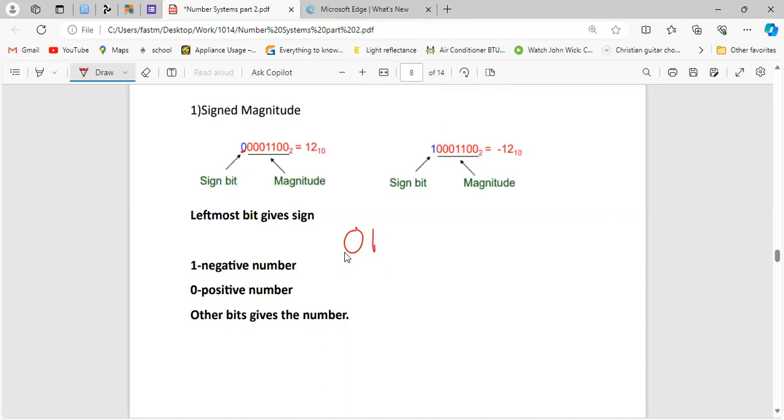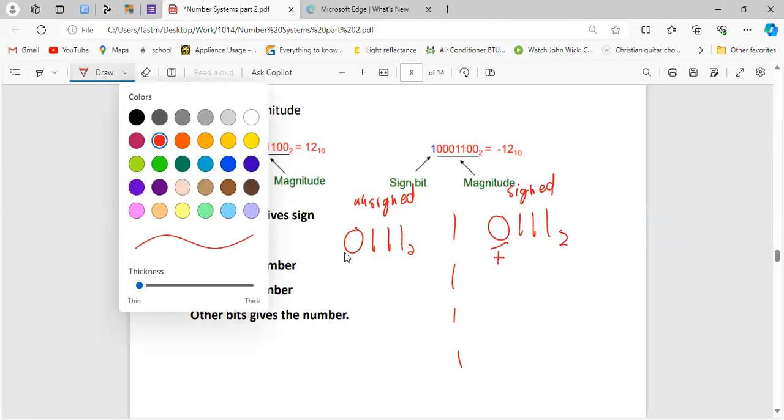So if I have 0, 1, 1, 1 in binary. This is signed, and this is unsigned. So what's the difference? In the signed one, this bit here is telling me the sign. It's 0, so it's positive. And then the other bits will tell me the value, or the magnitude, of the number.